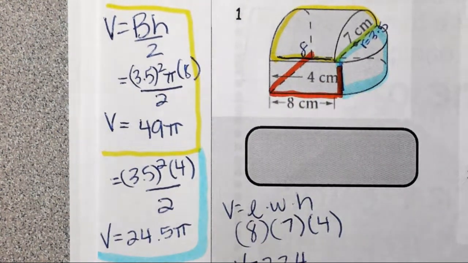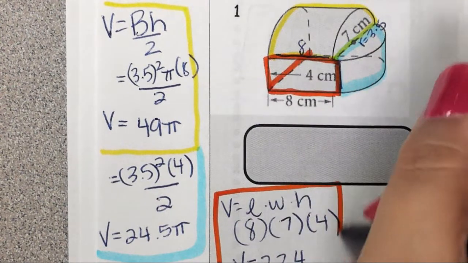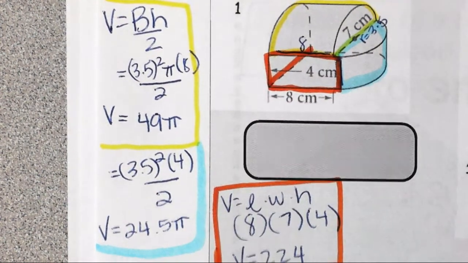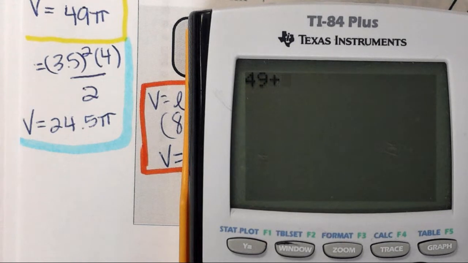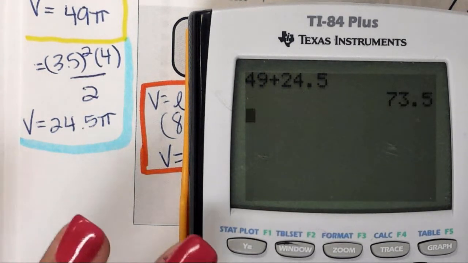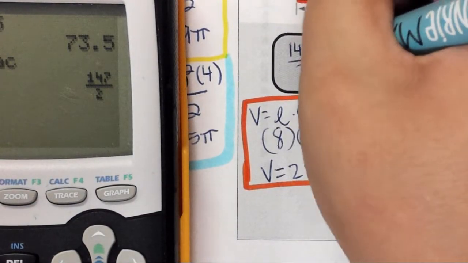So the volume of my rectangular prism gives me 224. What do I do to all these? So I will tell you, you can leave this. If I tell you to leave it in exact answers, you would do 49 plus 24.5, which gives you a decimal. Math, enter, enter. My exact answer would be 147 over 2 pi.